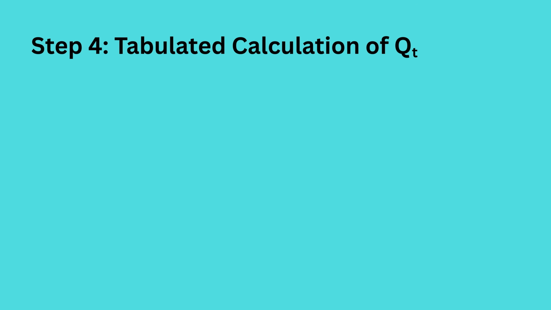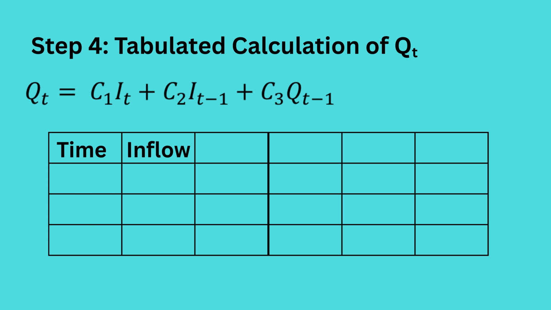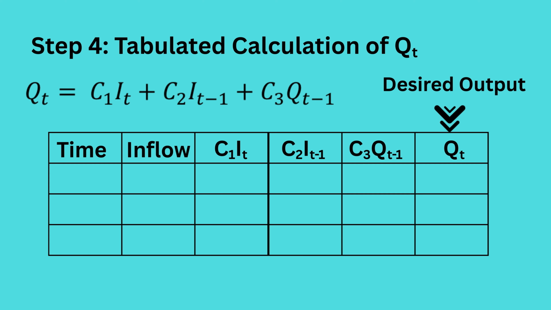Step 4, we start the tabulated calculation of outflow. For this, the first two columns are dedicated to the inflow hydrograph, time and inflow values. Considering the Muskingum equation, we allocate the next three columns to the three terms of this equation. Finally, the last column will be for Qt, our desired output.